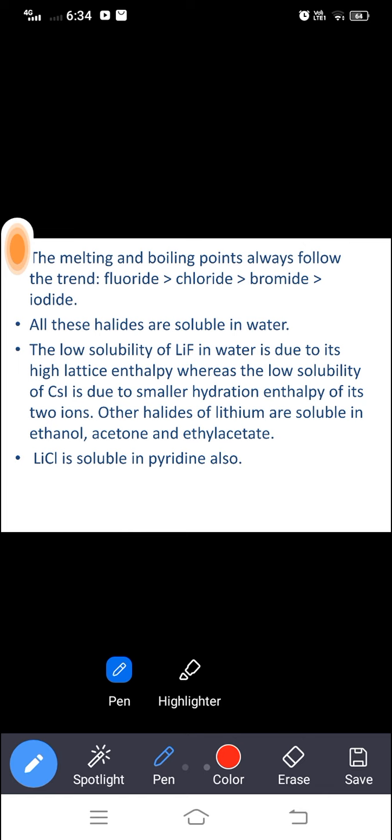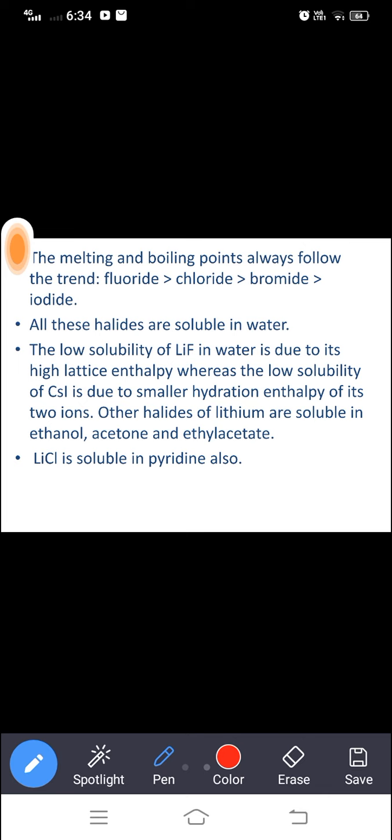The melting and boiling point always follow the trend. That means any alkali metal, when it reacts with the fluoride, will have a higher melting and boiling point compared to the chloride, bromide and iodide, because size increases. When size increases, the bond length increases and it will break easily. So the melting point and boiling point will also be less.